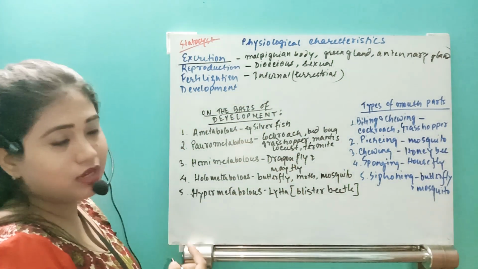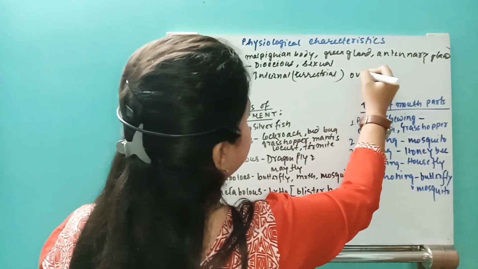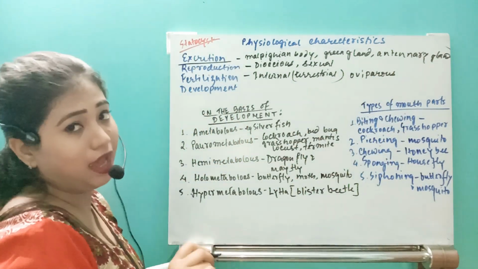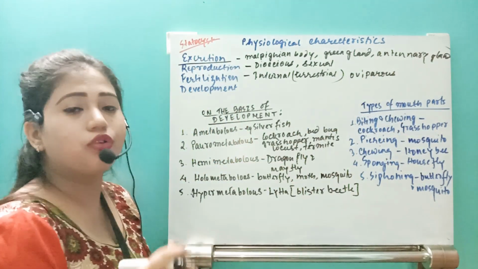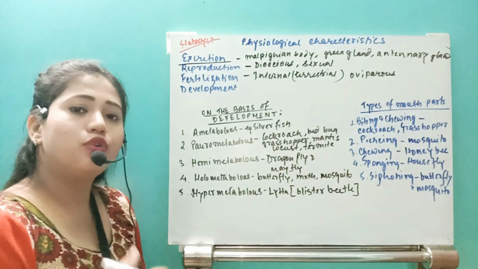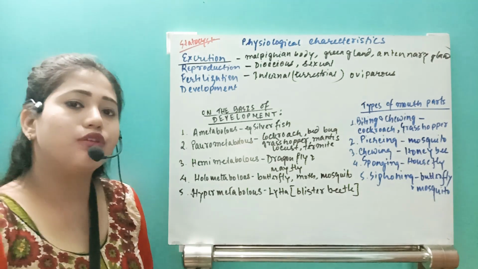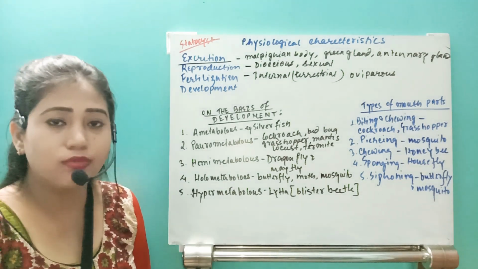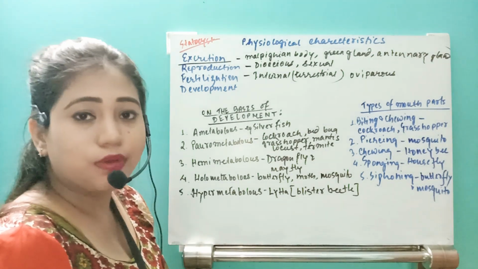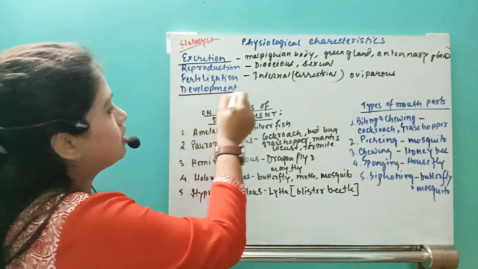And yes, one thing you have to remember, that they are egg-laying animals. They are oviparous animals. They lay eggs. Remember, those organisms who lay eggs are known as oviparous. Those organisms which give birth to the young directly are known as viviparous. In the case of human beings, we are viviparous animals. If you see birds, birds are oviparous. Remember that.